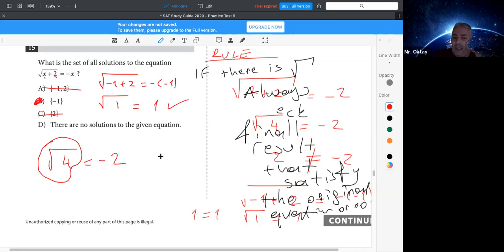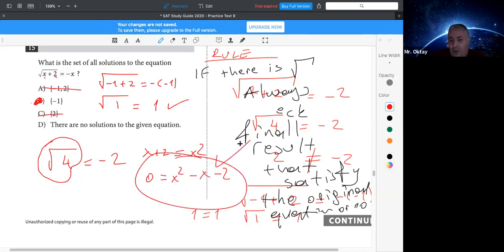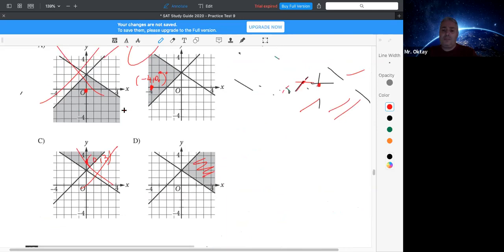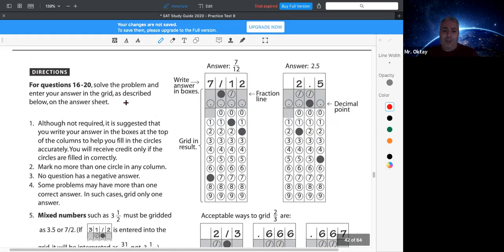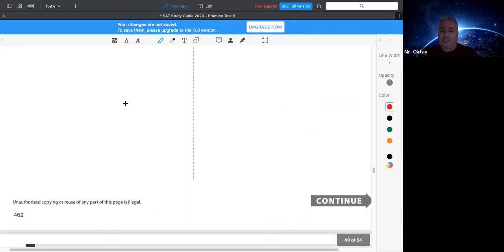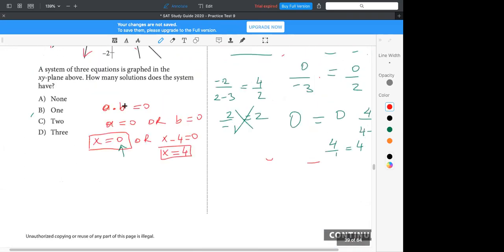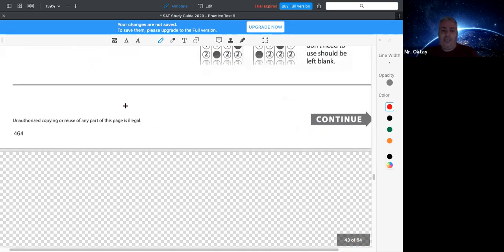Okay? No need for this quadratic. x plus 2 is x squared, so 0 is equal to x squared minus x minus 2. Yes, this is the classical way, but no need. This is SAT. Just put the number, and the numbers are easy, not big. I am passing if no question. Do we have any question, guys? No, mister. Okay, let's go down.